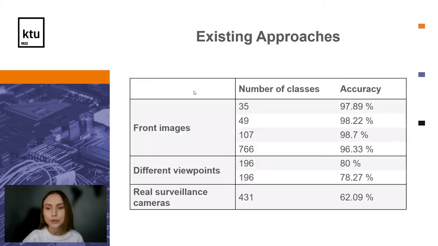So to date, the majority of vehicle classification work has been done using a logo-based technique from front images, and the results are actually excellent despite the number of used classes. However, while this type of study is appropriate for, let's say, parking lot cameras, urban cameras capture vehicles from many different angles. These types of tasks have maximum 80% accuracy and only 62% with real surveillance cameras.